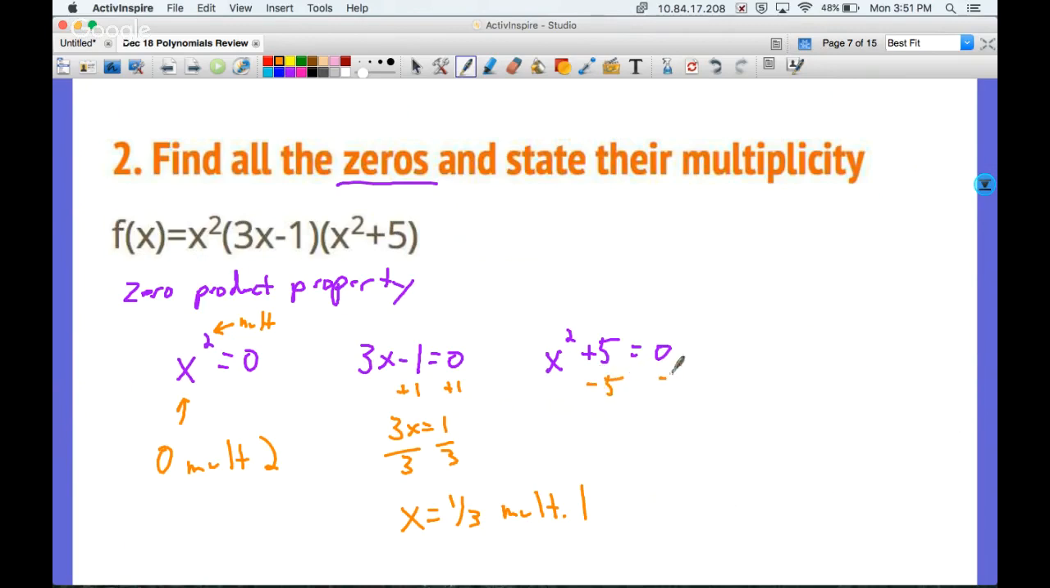And over here, I subtract 5. Got x squared equals -5. Square root. I get x equals plus or minus square root of 5i. So when I take the square root of a negative number, that negative jumps out and becomes an i. All right, so far so good. Those both have a multiplicity of 1, the positive and the negative square root of 5i.